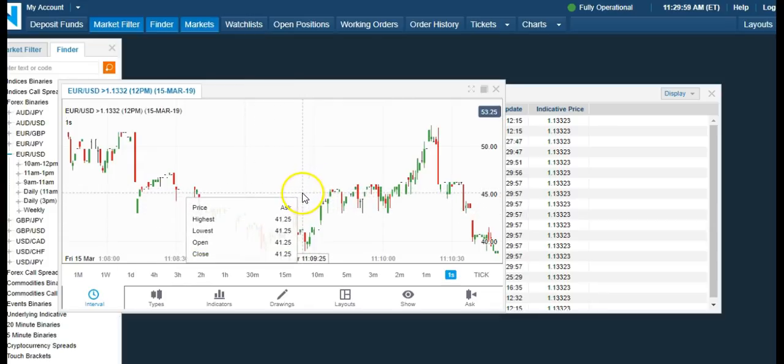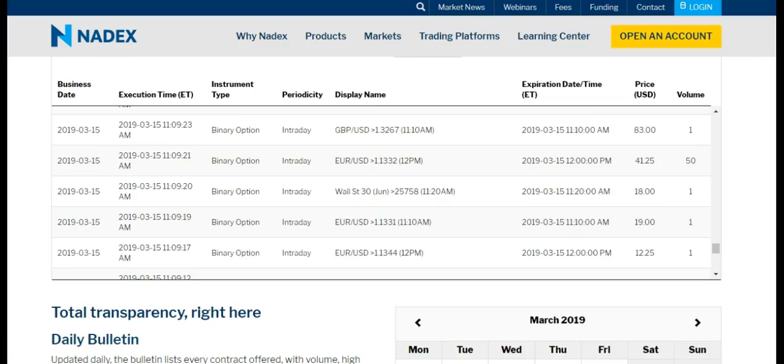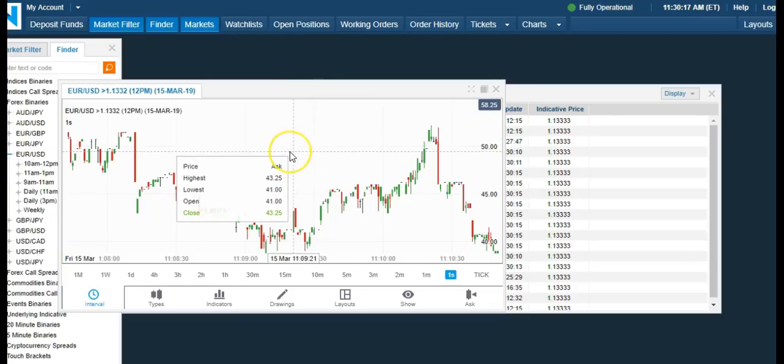11:09 and 21 seconds is this bar right here. The ask low was 41, the ask high was 43.25. So again, he paid, or she paid, 41.25. So that fits within the criteria of an ask trade.